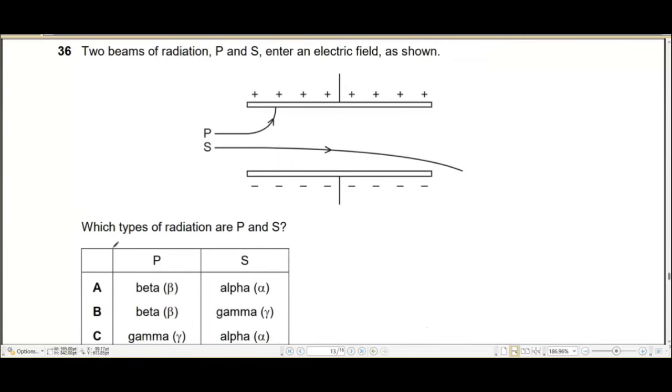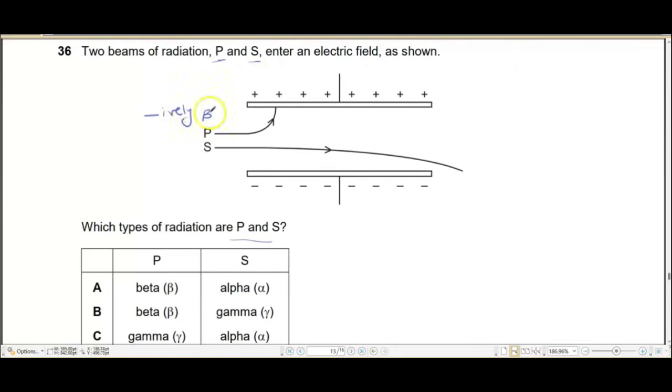Question number 36. Two beams of radiation P and S enter an electric field as shown. Which type of radiation are P and S? If you look at the figure, the radiation P is being attracted to the positive end of the plate, and S is being attracted to the negative part of the plate. So it means P is a beta particle, which is a negatively charged particle.